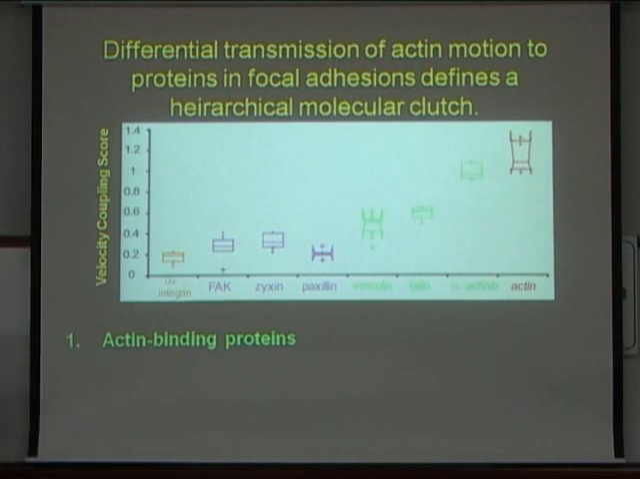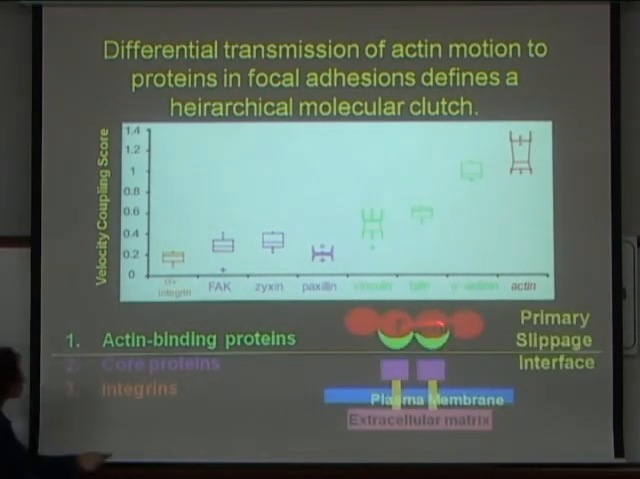So either they're spending half their time, well, here, let me get to the picture. Either they're spending half their time bound here and half their time bound here, or somehow they're in the middle in some viscous intermediate that's moving half the speed. These core proteins and the integrins tend not to move at all. So they tend to stay together as an ensemble, and this seems to be the slippage interface within the focal adhesion.